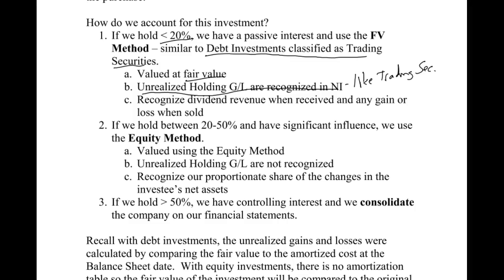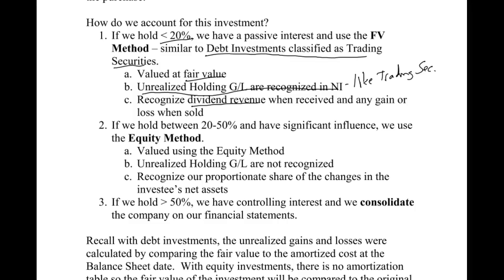How do we do that? We recognize the unrealized holding gains or losses and the fair value adjustment for the investment, whether it's going up or down. Part C is what do we do with the income and realized gains and losses. With bonds, we had interest revenue. Now we have dividend revenue. So when we receive dividends, we record it as dividend revenue. And then we recognize a realized gain or loss when it's sold.